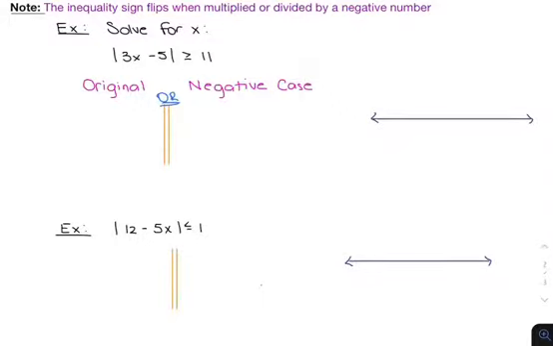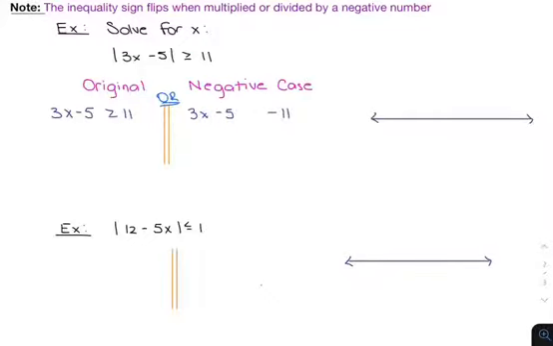Just like in the previous video, we have to set up two cases to solve for x because of the absolute value symbol. So remember that whenever you're solving for the absolute value, you have to start by writing what's inside of the absolute value. In this case, we have 3x minus 5, and our original case, we originally had the inequality be greater than or equal to 11. So this is our original case. And for the negative case, again, we're going to write what's inside. So we have 3x minus 5. But since it's a negative case, we have to change it to a negative 11.